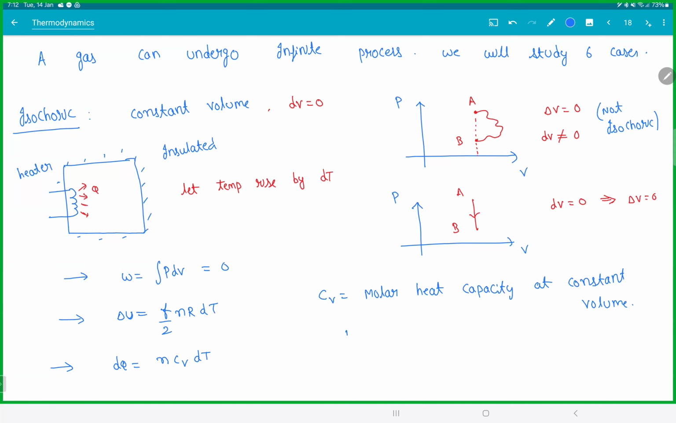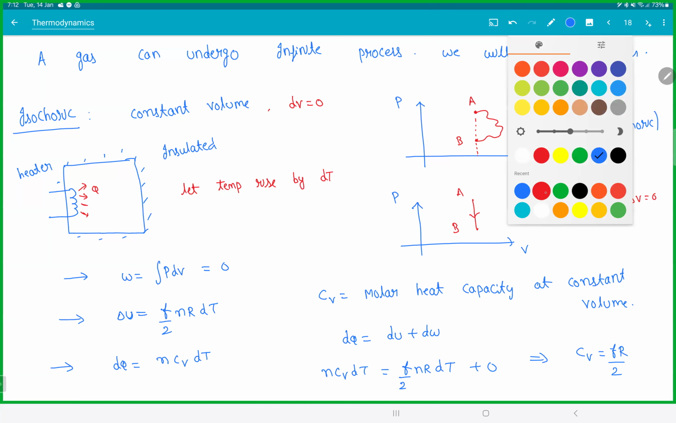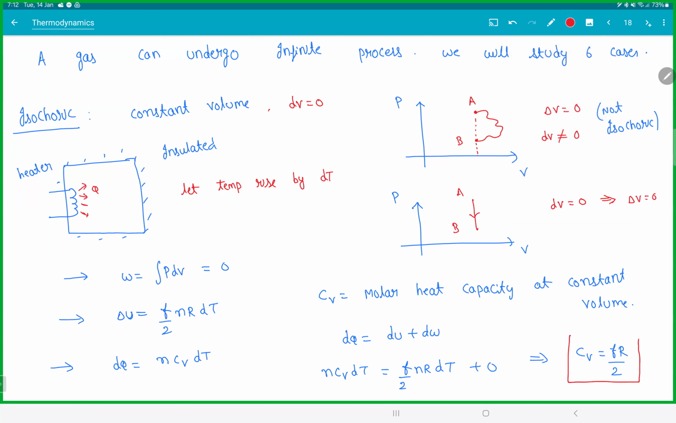Now from the first law of thermodynamics, remember in physics dQ is dU plus dW. Heat supplied is change in internal energy plus work done by the machine. So dQ is nCv dT. dU is f by 2 nR dT. Work done is 0. So from here we get Cv is fR by 2. There we proved the value of Cv is fR by 2, where f is the degrees of freedom. And if you see, interestingly, it's a constant one.